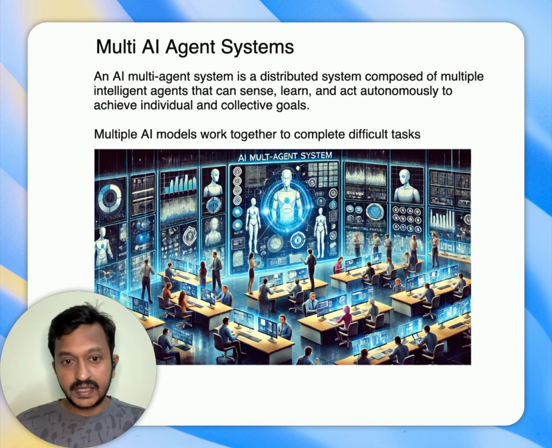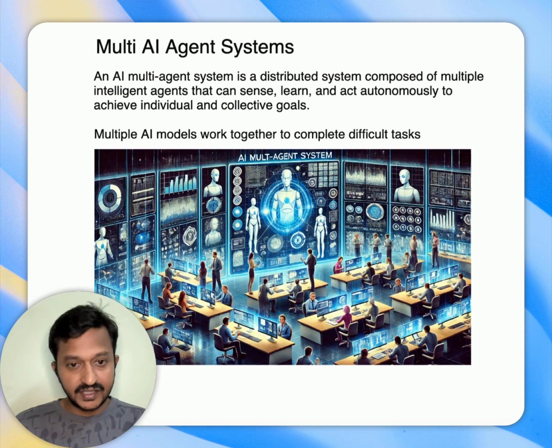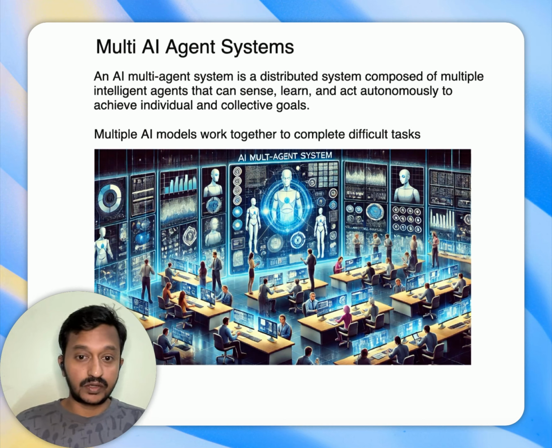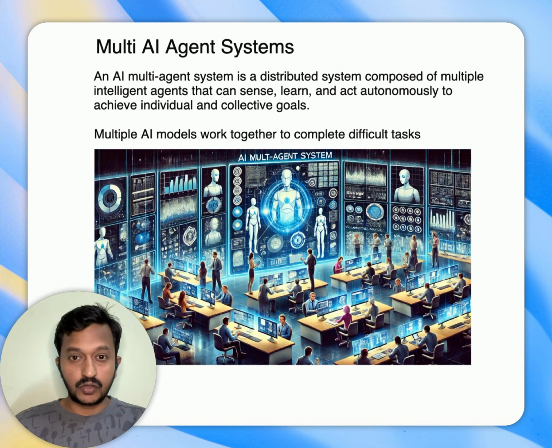So let's talk about multi-AI agent systems. So it's basically extending the concept of AI agents, where in multi-AI agent systems, multiple AI agents work together collectively to achieve individual or collective goals, right? So multiple AI models work together here to complete difficult tasks. So in the tutorial, you're gonna understand how these multi AI agents are built and how they autonomously work together and solve a very complex problem.